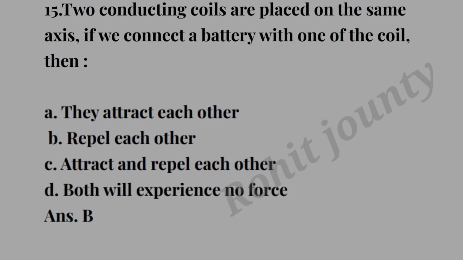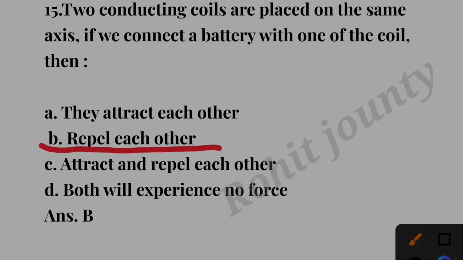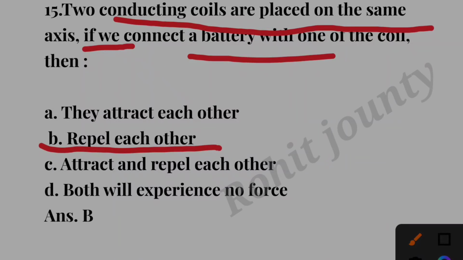Question number 15. Two conducting coils are placed on the same axis. If we connect a battery with one of the coils, then option A, they attract each other, option B, repel each other, option C, attract and repel each other, option D, both will experience no force. The correct answer is option B, repel each other. If we connect a battery with one of the coils, then they repel each other. Option B is the correct answer.